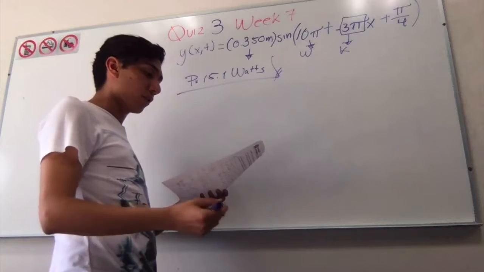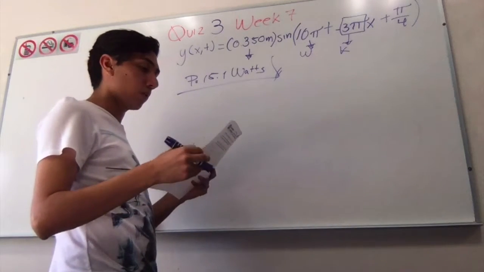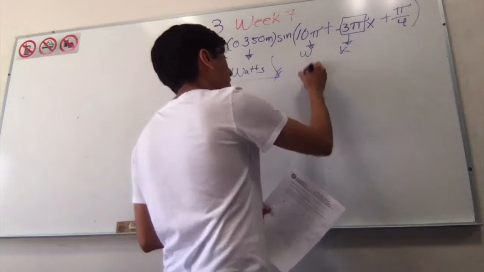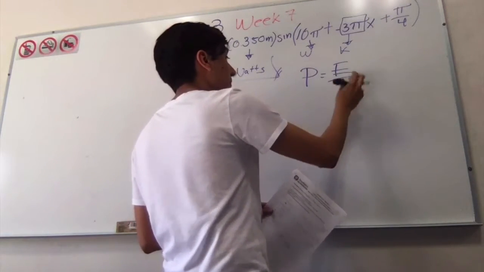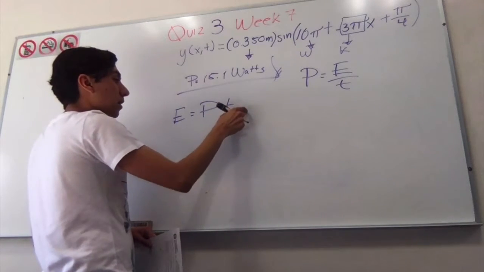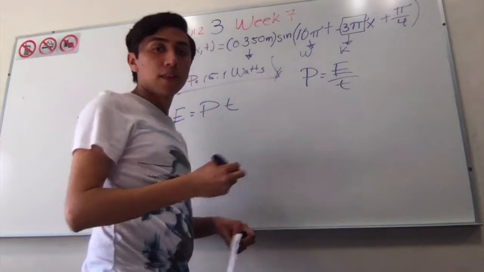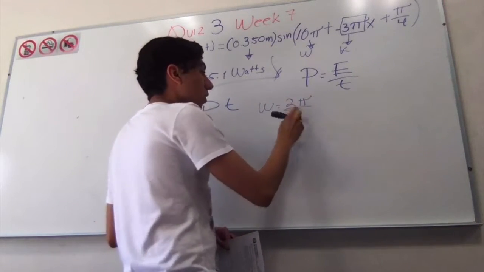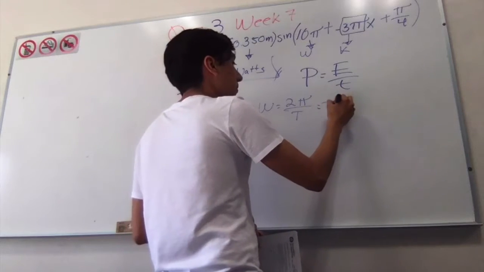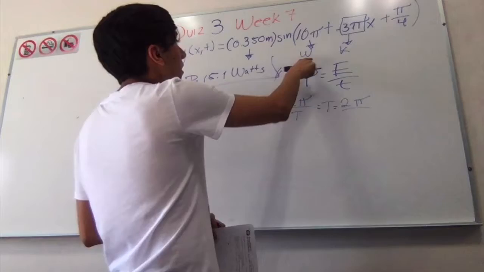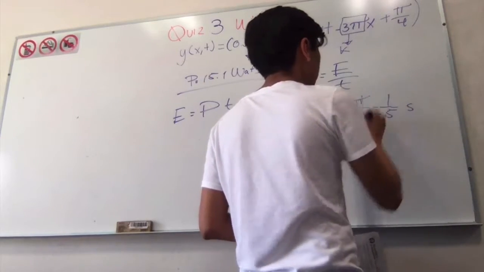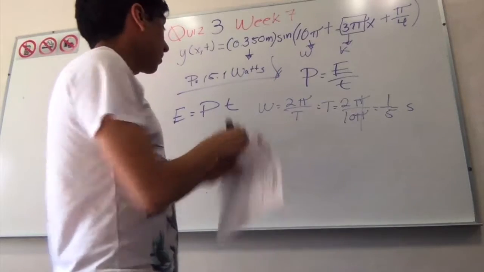Okay, so we already have the average rate, and we have to find the equation which relates the average rate and the energy contained. So we have that the power is equal to the energy over time. We just clear here for E, for energy, and we would get power times time. We already have the power, and we have to determine the time. So we know that omega is equal to 2 pi over the period, so we just clear here for time, because we already know omega, and it would be 2 pi over omega, which is 10 pi. And we have that the time is equal to 1 over 5 seconds, because these two get canceled.